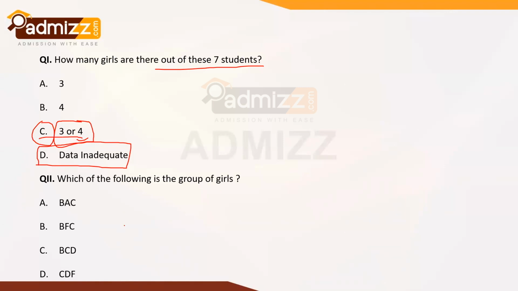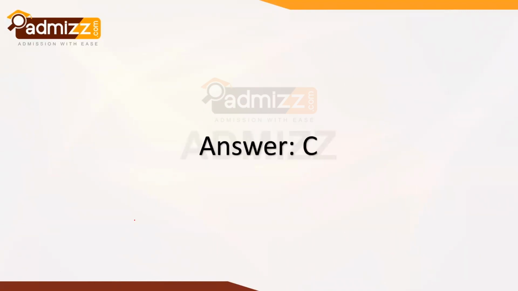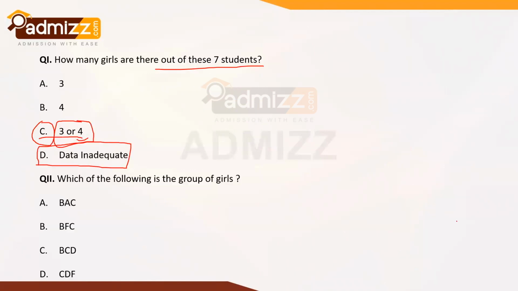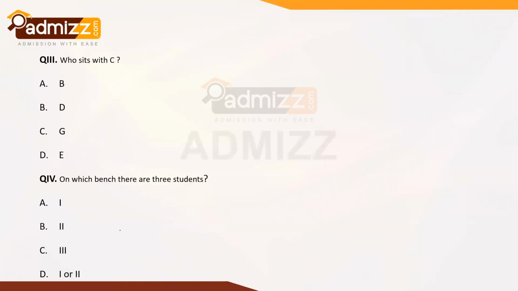All right, cool. Which of the following groups is the group of girls? So take a look at the problem. From this, we know C, B, and D are definitely girls. So C, B, and D, or B, C, D, this one is the correct option, right? Yep, most of you are correct.